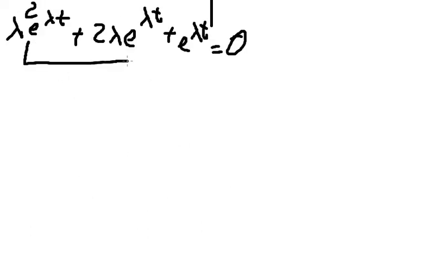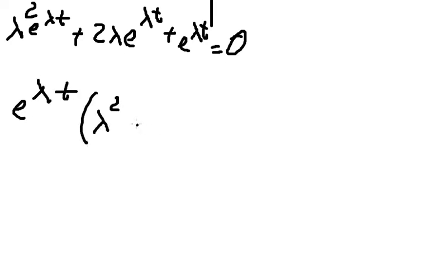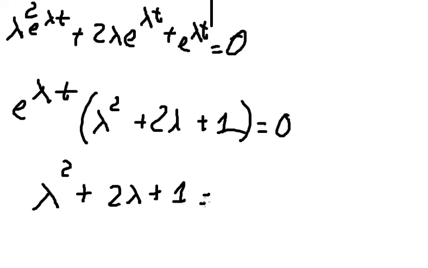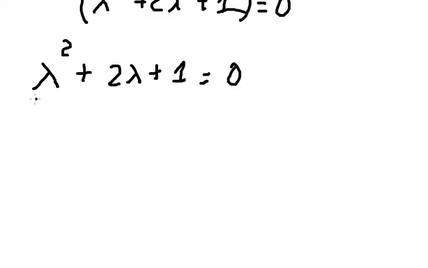So we have e to the power of lambda t. We can do factorization. And we have lambda squared plus 2 lambda plus 1 equals number 0. And now we need to find the solution of this one. So we need to find the solution, and you get lambda equals negative number 1, lambda equals negative number 1.